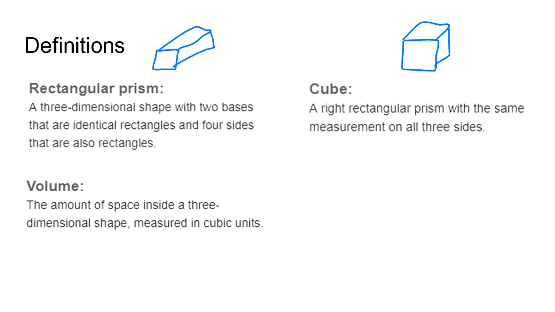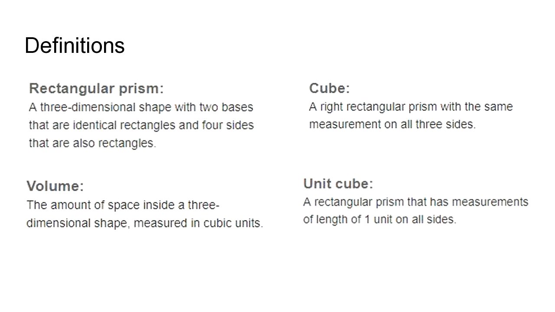Okay, we've got one more definition. And I hope you guys are writing these down. A unit cube is a rectangular prism that has measurements of one unit on all of the sides. So it's still just like a cube. But now let's say this is 1 foot. This is 1 foot. This is 1 foot. This is 1 foot. This is 1 foot. There's 1 foot. Every side equals one unit. So it could be 1 foot, it could be 1 inch, it could be 1 meter, but the measurement is just one. So it's called a unit cube because it's one unit.